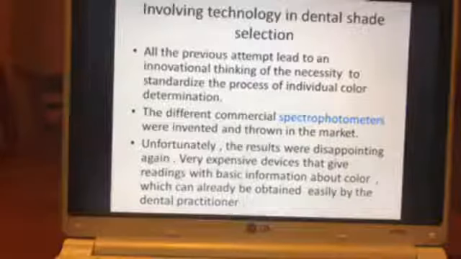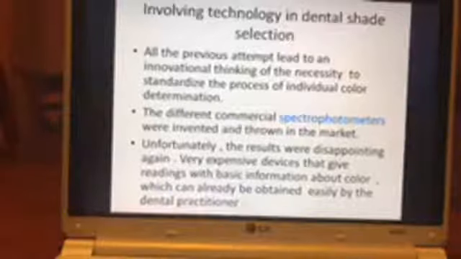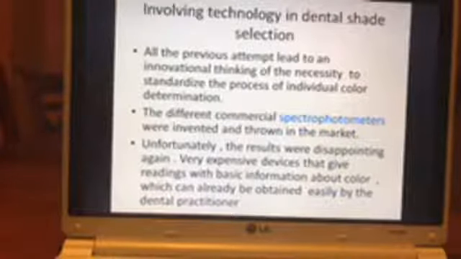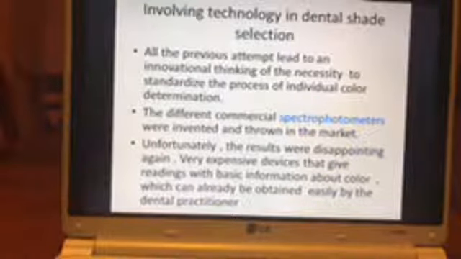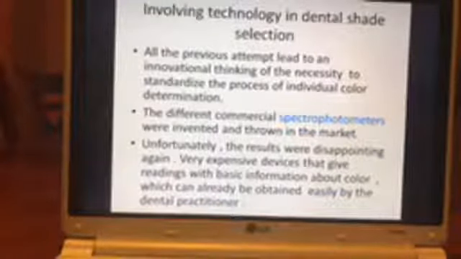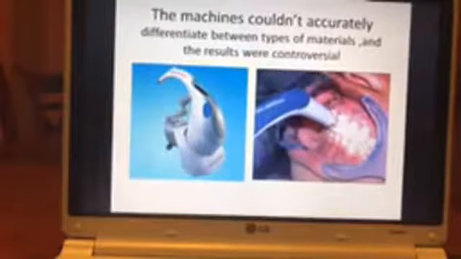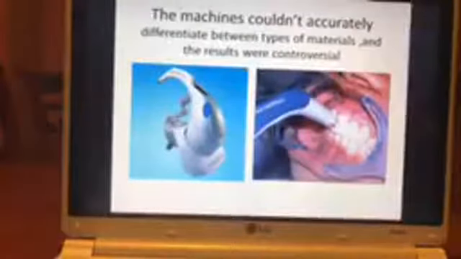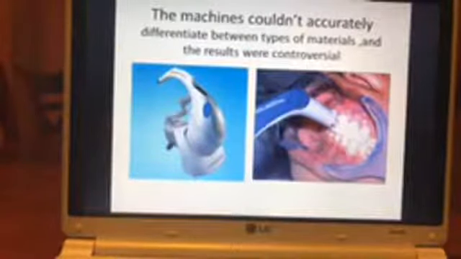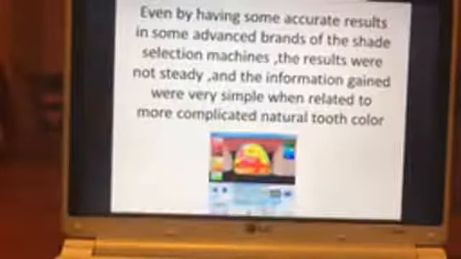So they invented the spectrophotometers and the colorimeters, very expensive machines, okay? And what happened? The results were more and more frustrating, even more frustrating than selecting the color with the naked eye or with the shade guide. Because you use those machines, for example something like this, depending on measuring the wavelength reflected from the tooth over here, and you get something like this. We call it a shade map.